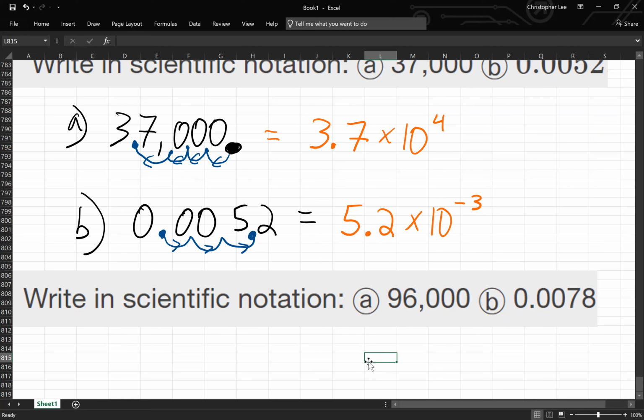For the second one, 3 times, because our first number has to be between 1 and 9. So it can't be like 0 point whatever. It's got to be like 7 point.